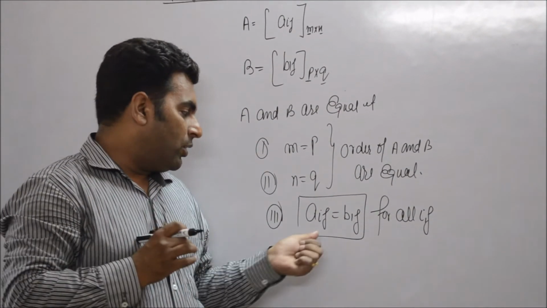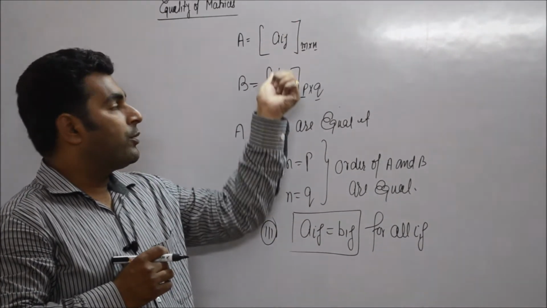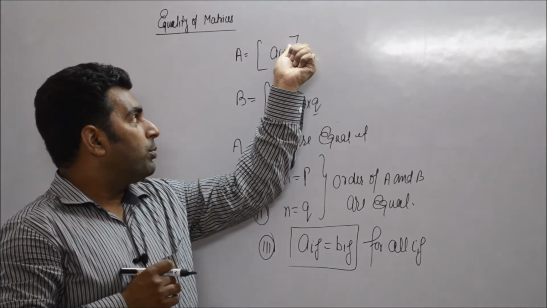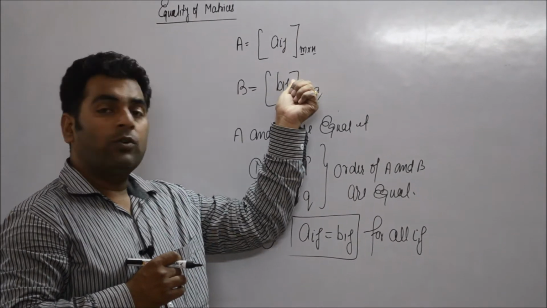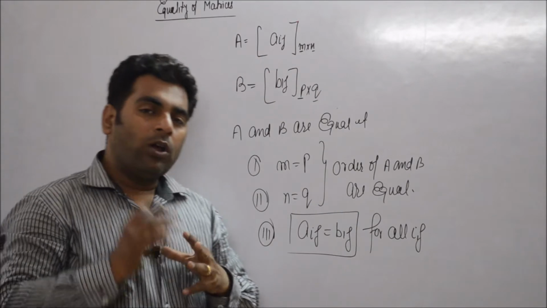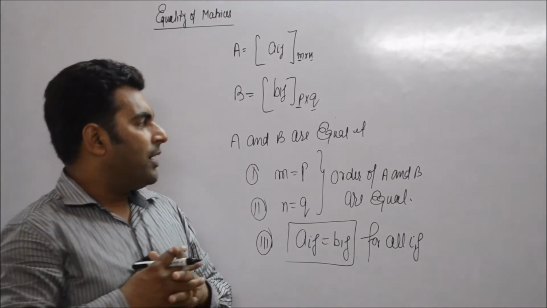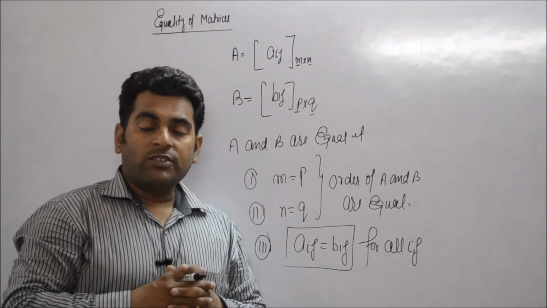What is the meaning of this condition? That means the 1 1 position of this matrix should be equal to 1 1 of this, the 1 2 position of this matrix should be equal to 1 2 of this, then 1 3, 2 1, and so on, meaning all corresponding positions should be equal. So sometimes a question may be asked on this concept.